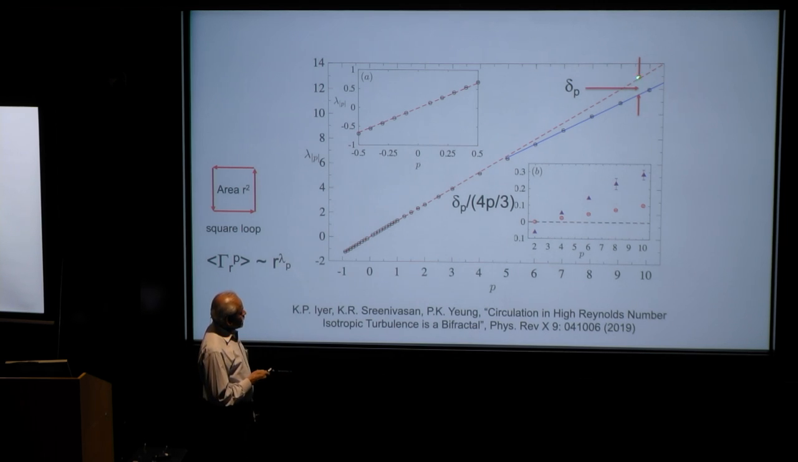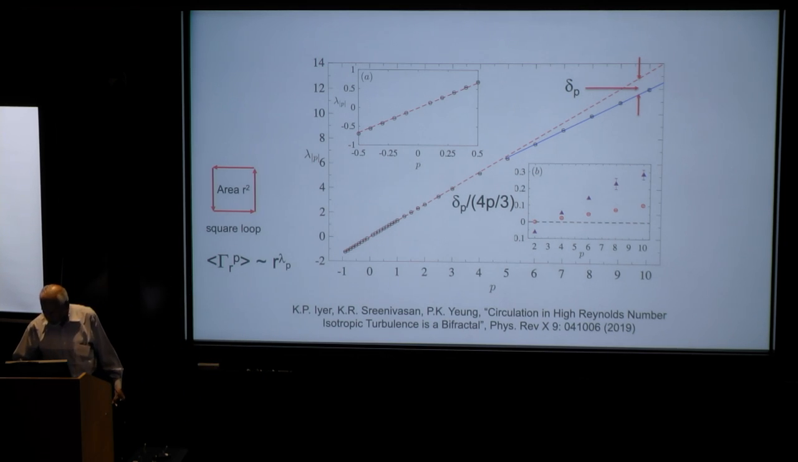So what is shown here in this inset is this difference, and you can see that for the circulation it is like that, and zero is the Kolmogorov value, whereas for structure functions and things like that, it is quite different from what you saw, much higher. So I think this is why we called it the circulation in high Reynolds number isotropic turbulence, the bifractal, because this is one fractal space filling, another slightly less so, that is 2.5.